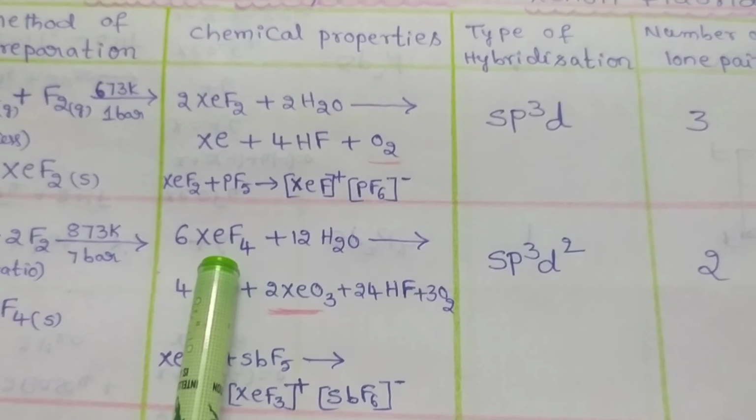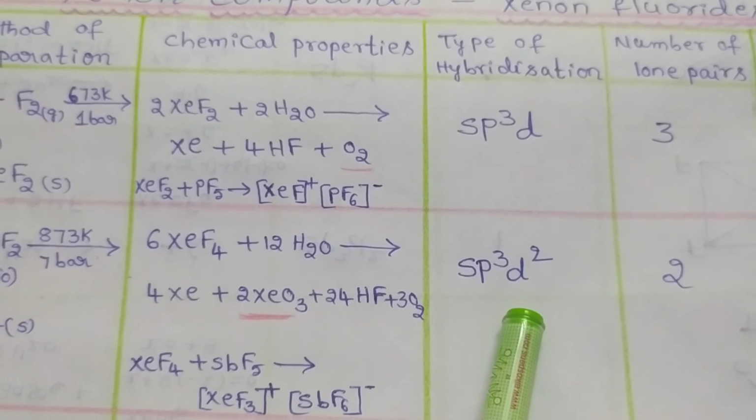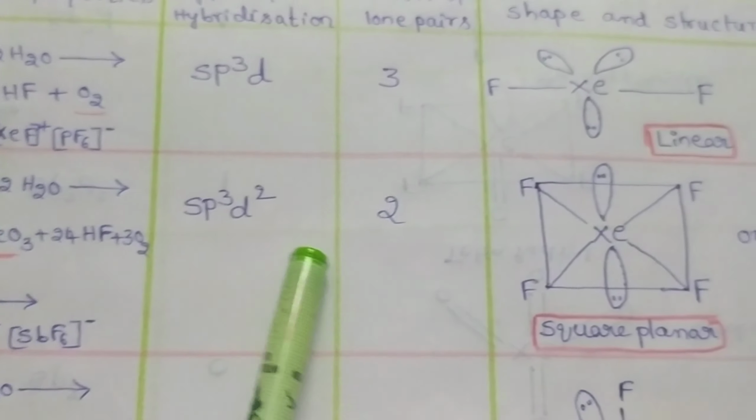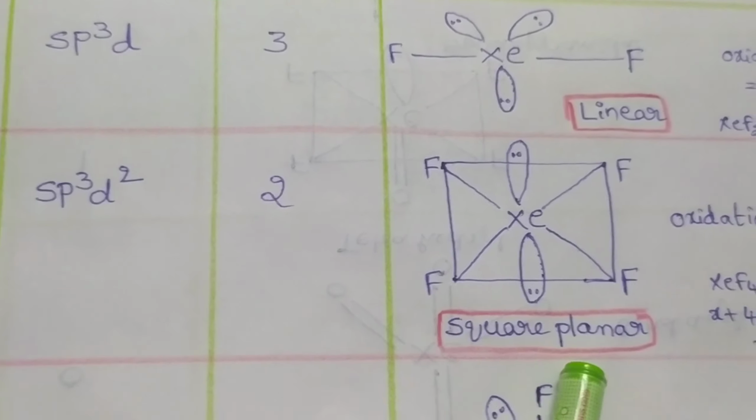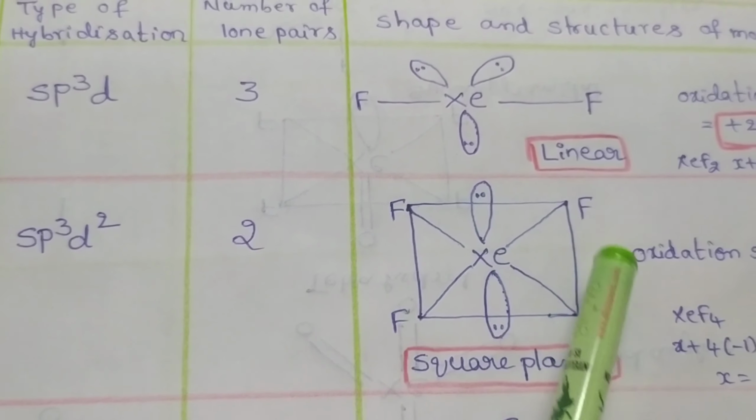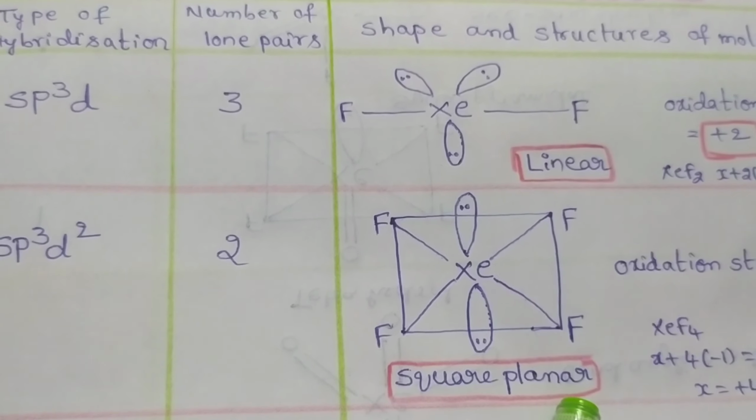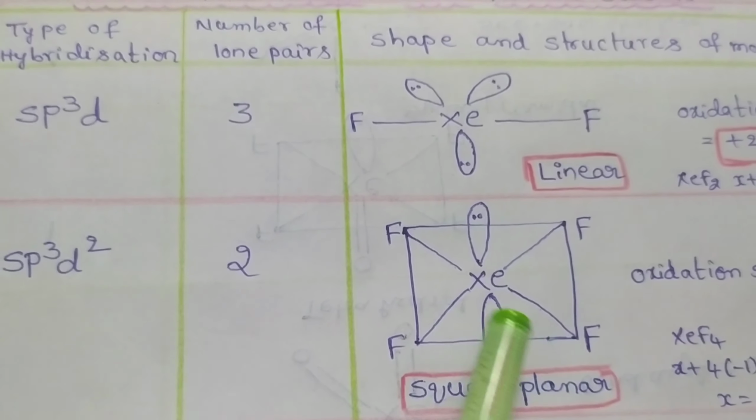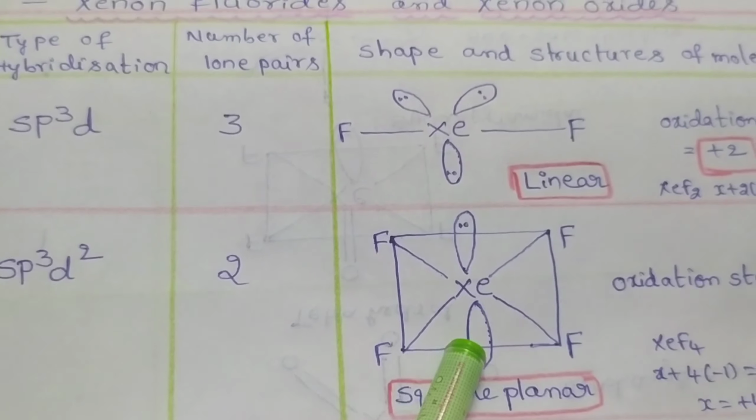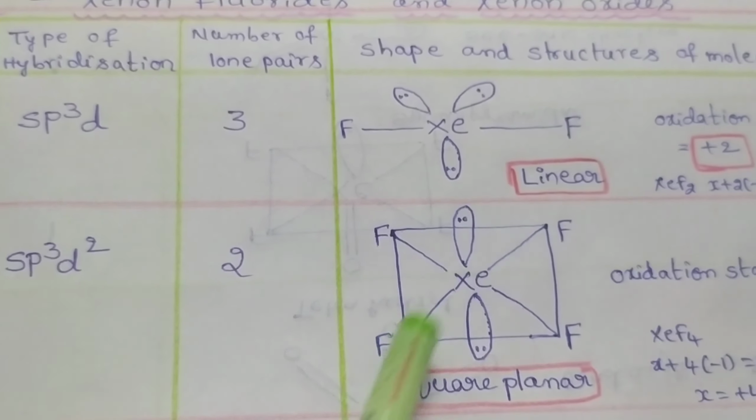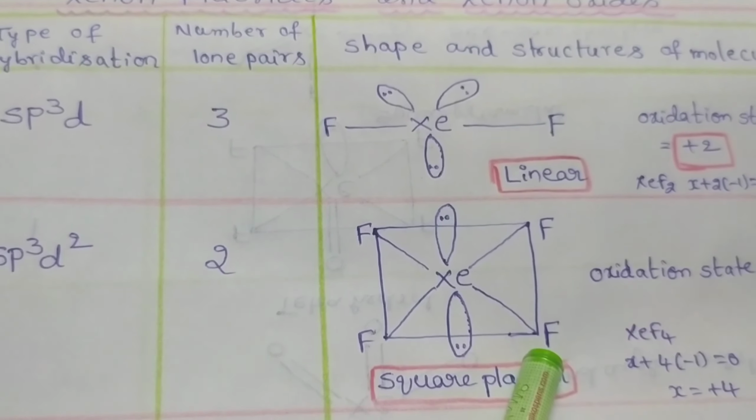Hybridization: xenon tetrafluoride shows sp3d2 hybridization. When we observe the structure here, xenon tetrafluoride is square planar in shape. Here this compound contains 2 lone pairs of electrons and 4 bond pairs of electrons.